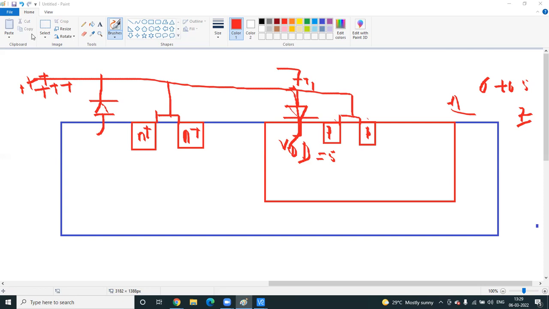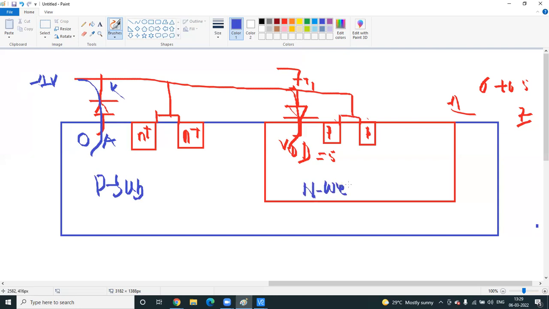Next point is if negative charges are going. See, any voltage from 0 to 5 will not damage this. Only when more charges come, that time it will be effective. So let us assume -1 volt is going. So this is your 0. The anode potential is greater than the cathode potential, so this diode will be forward bias, and it will enter your P substrate. This is your N diode. Understood?